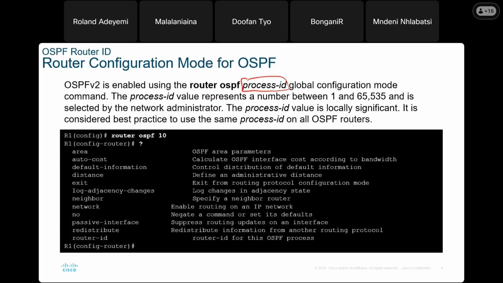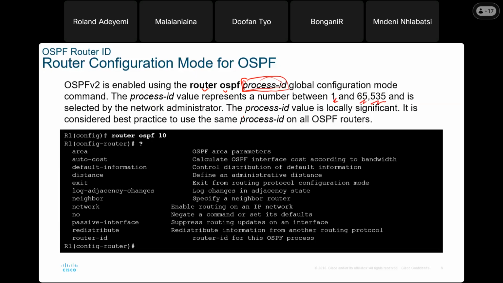So, take note. When we want to activate OSPF, this is the command. We say router ospf, then we put process ID. And we do this at global configuration mode. What is this process ID all about? I'm going to explain all of this. The process ID value represents a number between 1 and 65,535. And it is selected by the network administrator. You decide the process ID you want to use on your router when you are configuring OSPF.